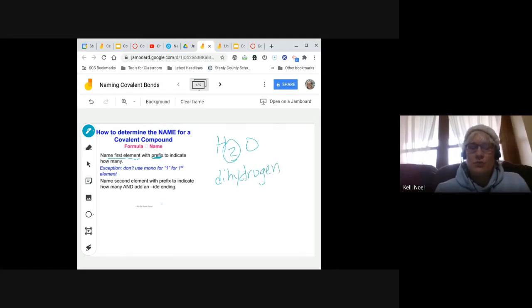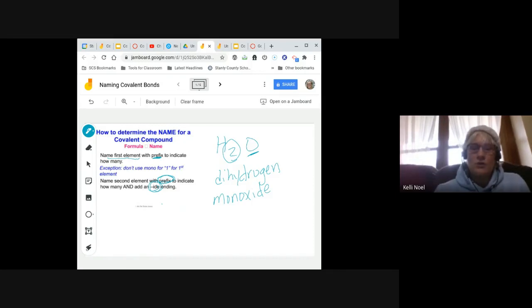Now look at the exception. If there was no number there and it was by itself, meaning 1, you would not use mono for the first element. You would for anything else. So for the second element, you're going to use a prefix and the ide ending like we did before. So no number for oxygen, so it's going to be monoxide. I'm changing the ending. I've put mono. I dropped the O because it starts with an O. So dihydrogen monoxide is the chemical name for what we call water.